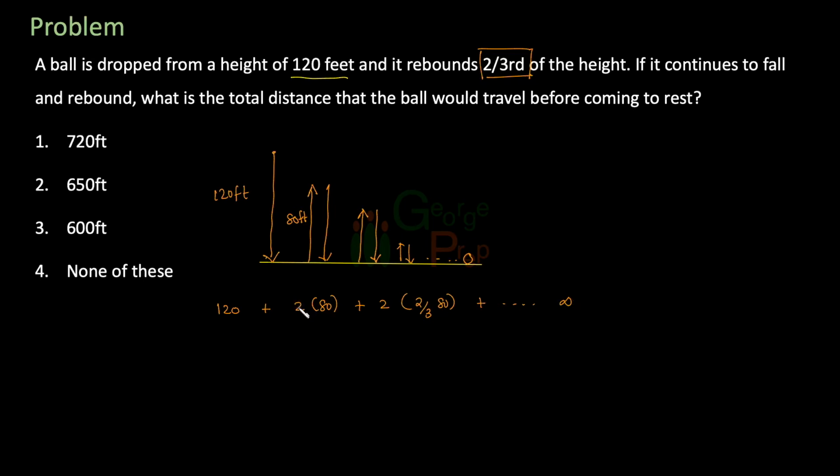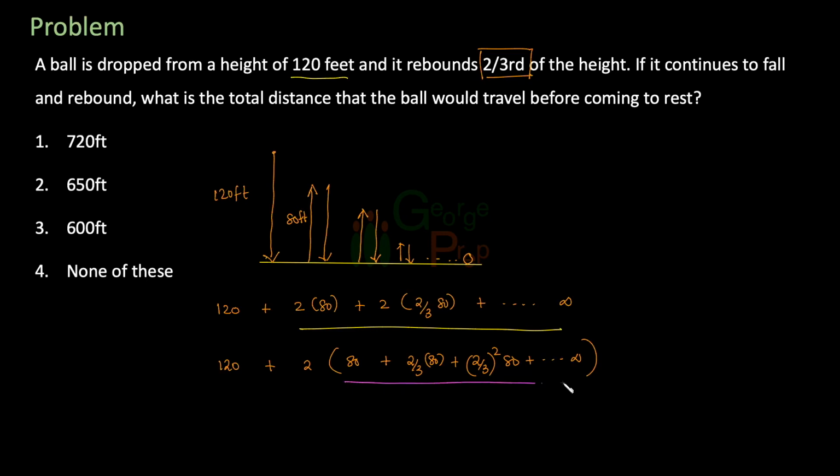So if I just look at this part, I can take the 2 outside. So I can write it as 120 plus 2 into. Now what I'll be left with inside is going to be a decreasing geometric progression, because we'll have 80 plus 2/3 of 80, 2/3 whole square of 80 and so on till infinite such movements. So this is a decreasing geometric progression, which is going till infinite terms.